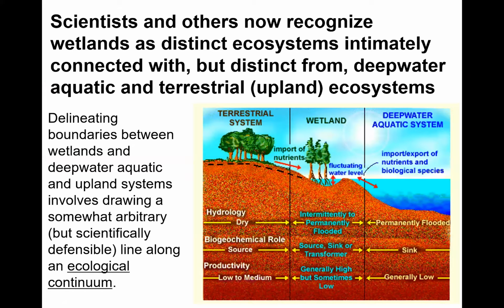So with that concept of terrestrialization stated as a misconception, we need to talk about what wetlands really are. Scientists and others now recognize that wetlands are distinct ecosystems. They're intimately connected with, but distinct from, deep water aquatic and terrestrial or upland systems. So it's this really interesting area between those ecosystems that are upland or relatively dry in nature, and those ecosystems that are perpetually inundated, flooded with water, ponds, lakes, that kind of thing.